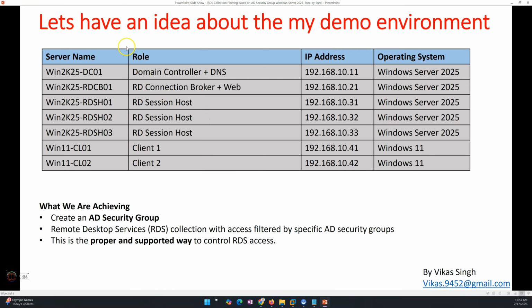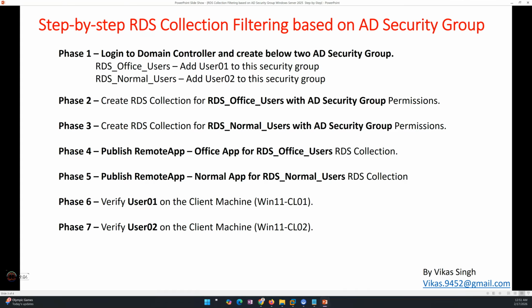So this is my domain environment. I have my domain controller and DNS server, and everything is running on Windows Server 2025. I have one connection broker and RD Web, 3 session hosts and 2 client machines. What we are achieving here is to create an Active Directory security group, and then create a Remote Desktop Services collection with access filtering by the specified Active Directory security group. This is the proper and supported method to control RDS access.